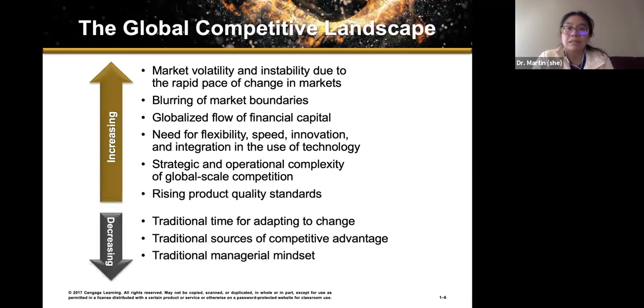Okay, so the global landscape is competitive, and where it's increasing is in rapid changes in markets and the blurring of market boundaries. So a product that you thought existed by itself might, over time, become part of a different market. Also the globalized flow of financial capital. Back in the day, you invested locally or within your own company, or you received funding in that way. Now, not so much. Banks are owned from all over the world. You borrow from big and small institutions all over the world. You definitely sell stock on an open exchange.